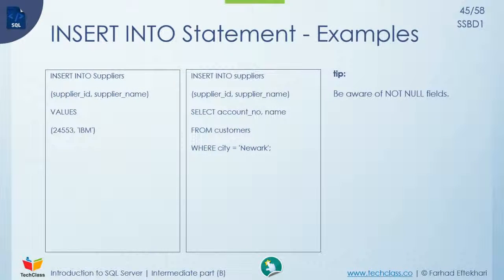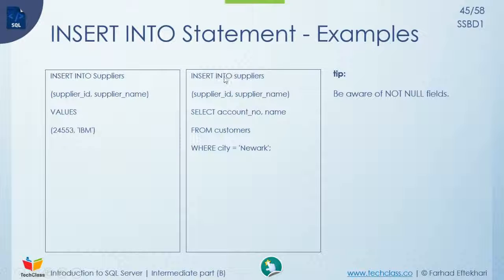And here are also some examples that we can see for the insert into statement. As you can see here, we have insert into the table named suppliers. So we have supplier ID and supplier name, and here are also the values we are providing for them. So we always have to mention the columns that are not allowed to have null values, so we have to definitely insert some value inside of those columns.